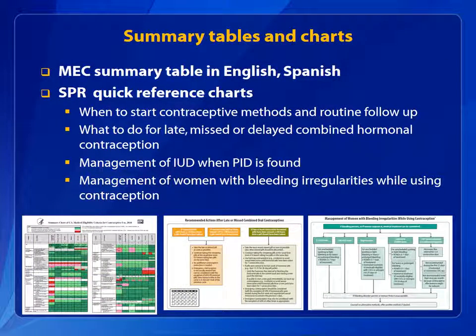CDC also has printed and laminated summary tables and charts, which can be ordered or printed from our website. These include color-coded summary charts for the medical eligibility criteria and flow charts with management strategies for the selected practice recommendations, including how to be reasonably certain a woman is not pregnant, when to start contraception, how to manage late or missed combined hormonal contraceptive methods, management of an intrauterine device with pelvic inflammatory disease, and management of bleeding irregularities while using contraception. Posting the colorful flowcharts in a staff work area can help raise awareness and use of the guidelines.